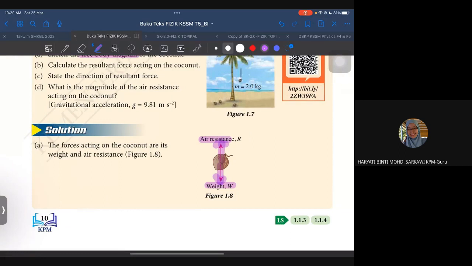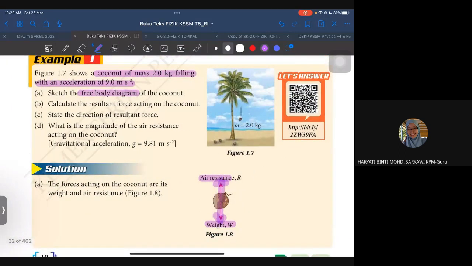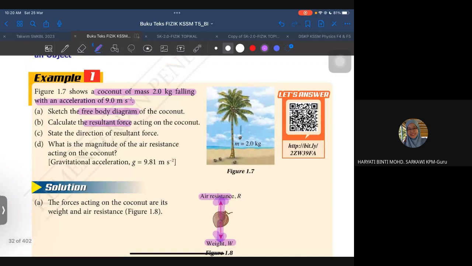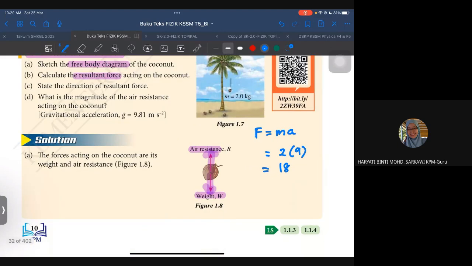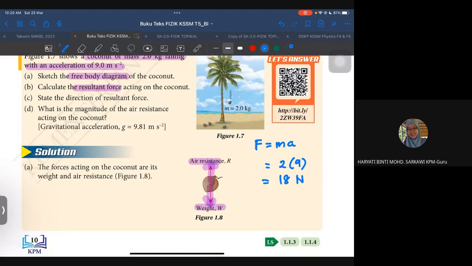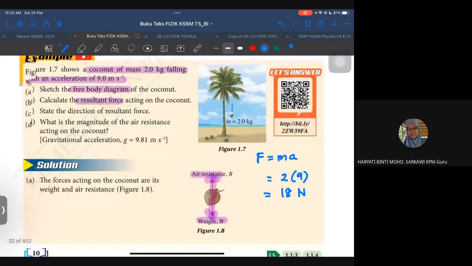Next, calculate the resultant force acting on the coconut. What formula can we use? F equals ma. Terus dari formula. So m is 2 kilogram and acceleration is 9, so 18. Unit mesti ada. The unit is Newton. So this is the resultant force.